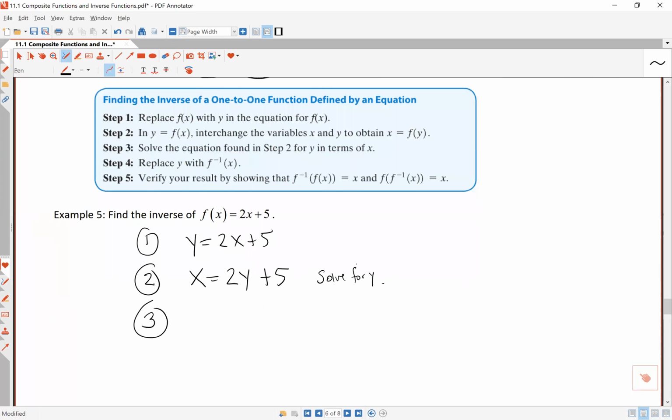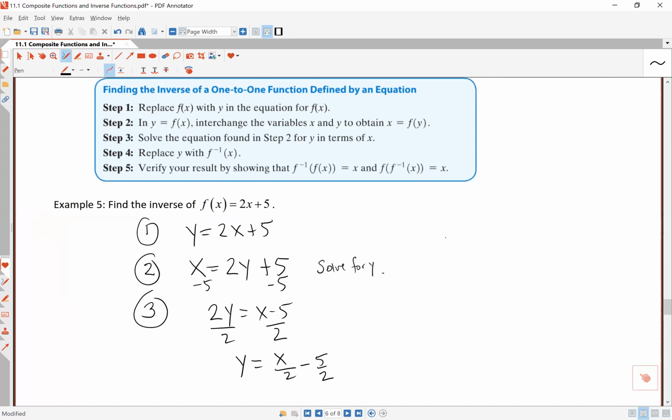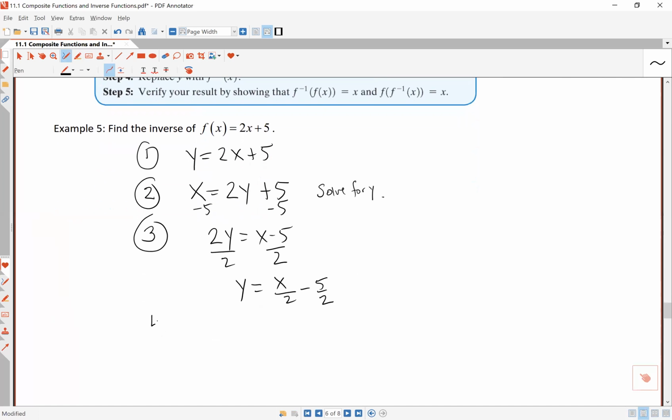This is where we use inverse operations. We need to know that the inverse of adding 5 is subtracting 5. The inverse of multiplication by 2 is dividing by 2. And this gives us y equals x over 2 minus 5 over 2. That is our answer. That's what we set out to find. Now we know that y is the new function, and we say f to the negative 1, or f inverse of x, is 1/2 x minus 5/2.